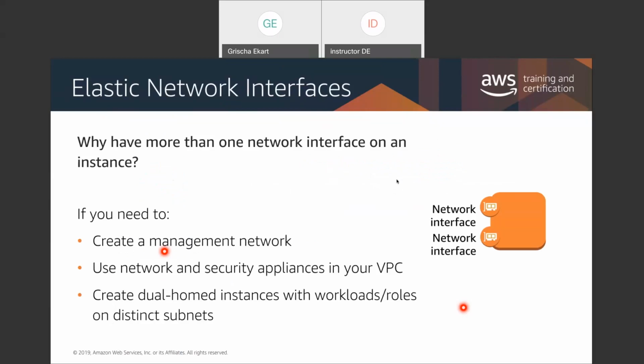As I've shown you, you can assign multiple ENIs to one instance, and the reasons to do so would be plentiful. So you can, of course, create a management network like here. You can use it for network and security appliances. If you have like a firewall inside of your VPC, you can use 2 network cards, incoming and outgoing. You can create dual-homed instances that are sitting in 2 network segments, like in 2 subnets. So that's a dual-homed instance. So this is what you could use an elastic network interface for.